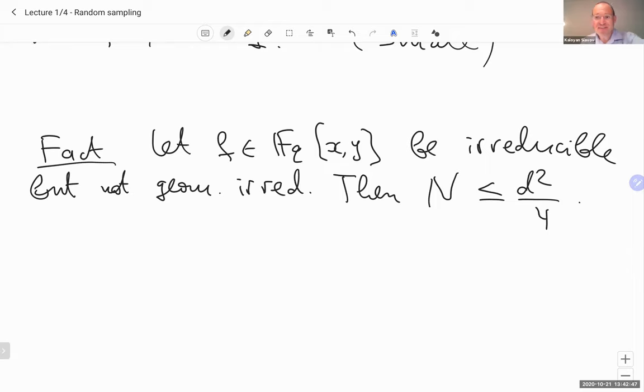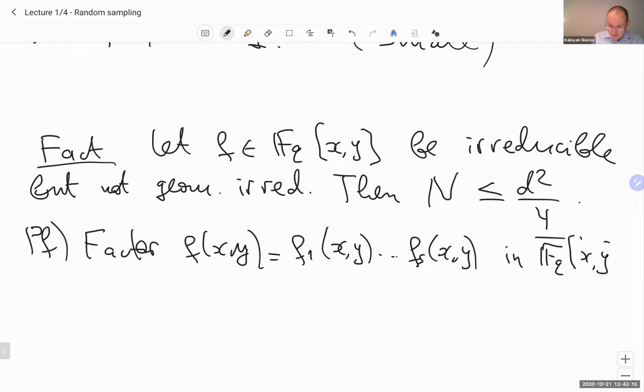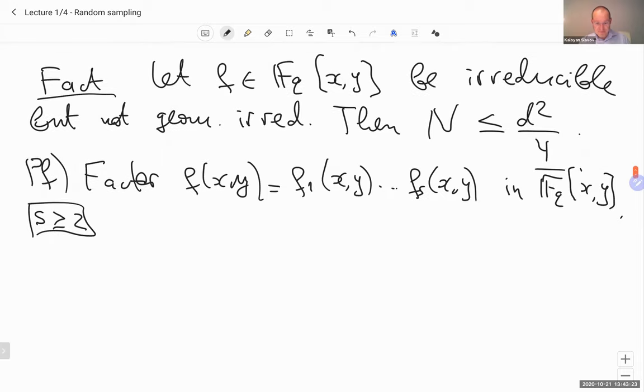Even if the field is very large, you're not going to get many F_q rational points on the hypersurface, on the curve defined by f. Let's give a quick proof. It's familiar to the arithmetic geometers. Now, it's geometrically reducible, so I can factor f(x,y) as f1(x,y) all the way until fs(x,y) over F_q bar. And by assumption, s is greater than or equal to 2. This is our assumption, that it's geometrically reducible.